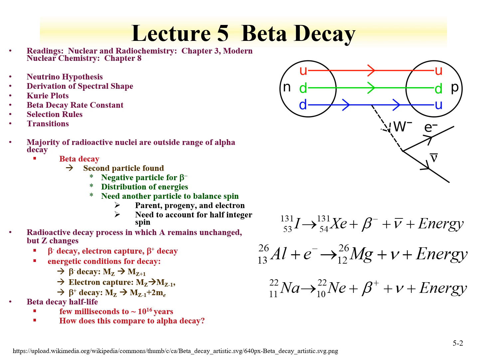This chapter is going to cover the neutrino hypothesis. We're going to talk about spectral shape and what information can be derived from that. We're going to introduce something called Kurie plots, which is a way of evaluating data to understand what sort of transitions occur. We're going to talk about equations that are used to derive the beta decay rate constants.